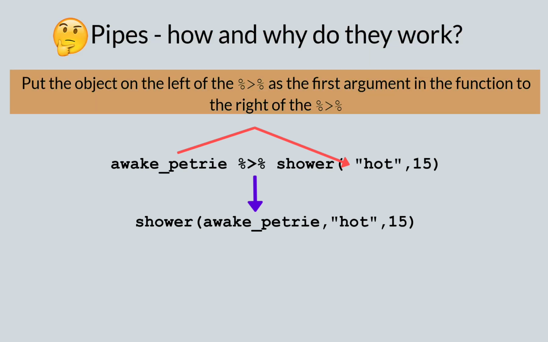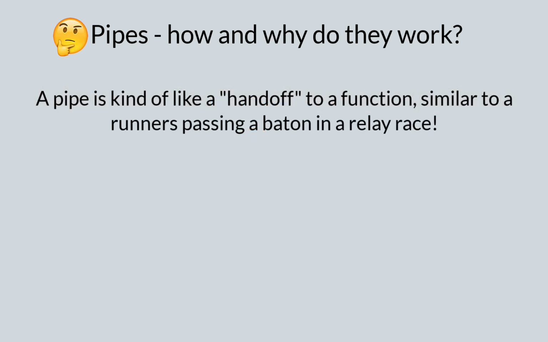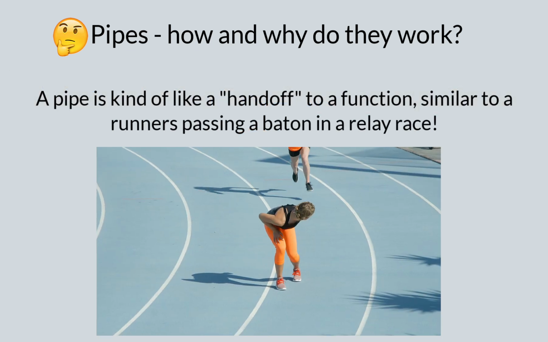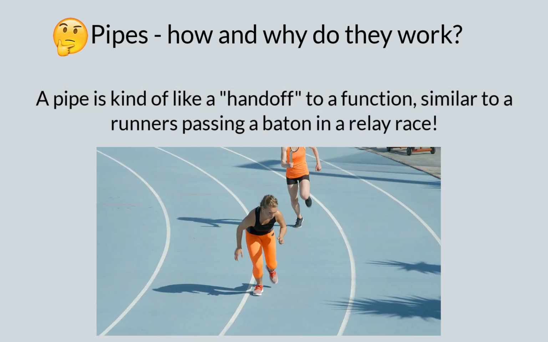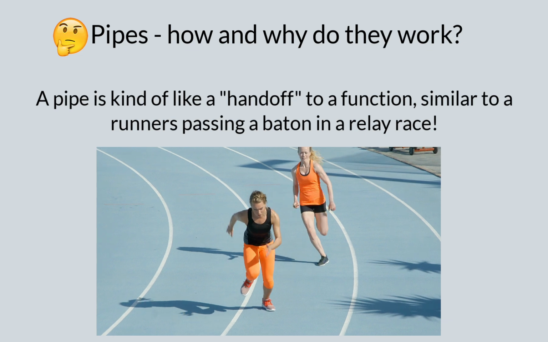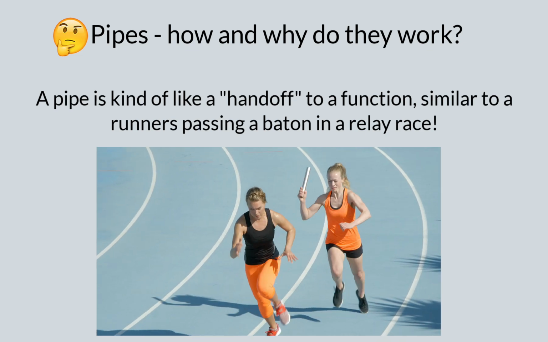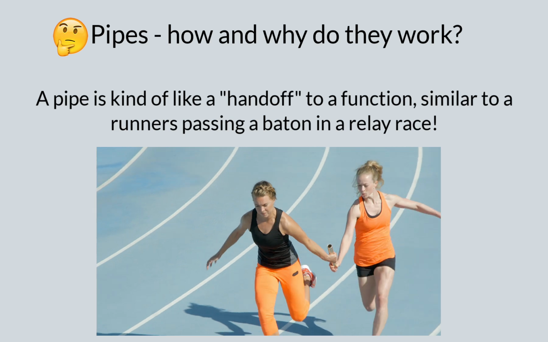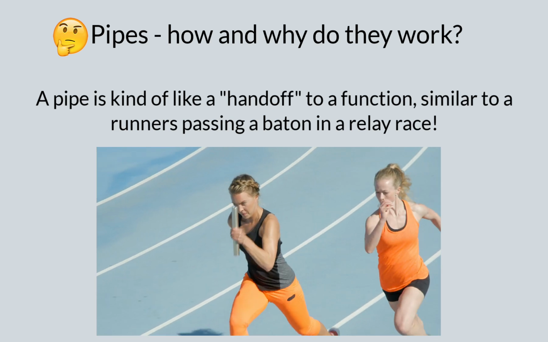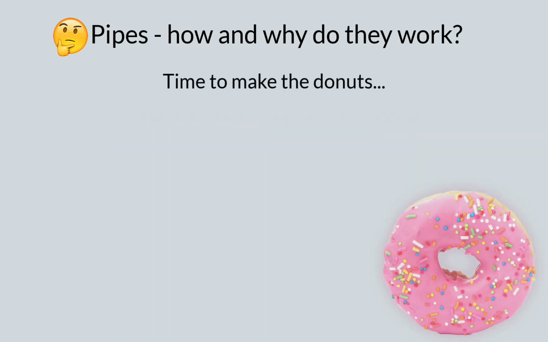Essentially, whatever's to the left of the pipe automatically becomes the first argument of the function to the right of it. So one way to think of it is that it's kind of like a relay race where the pipe represents a handoff from one runner to the next. Each runner performs some sort of function to the baton, like progressing its distance a certain amount before handing it off. Or, if you like donuts like me, think about how they're made.